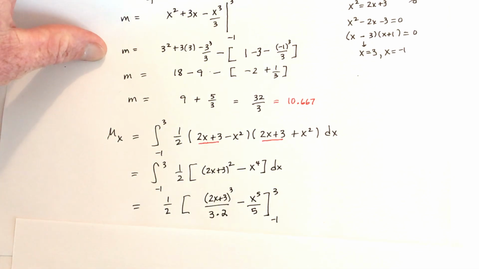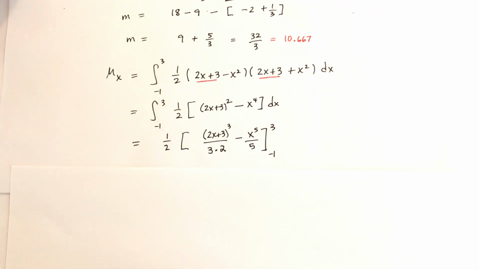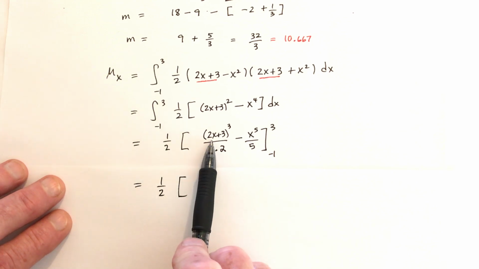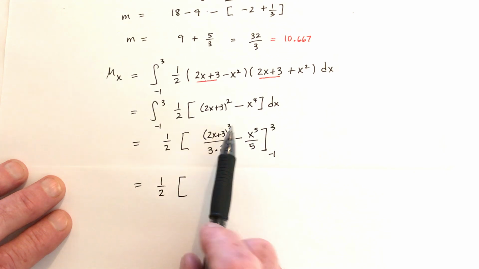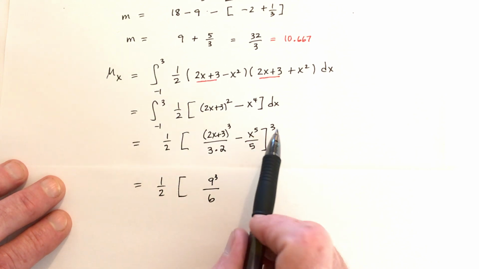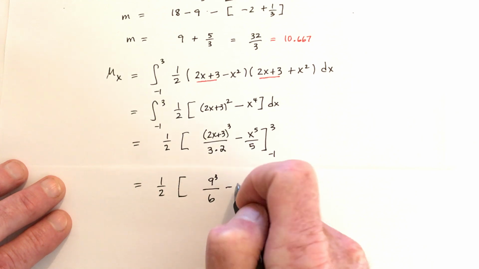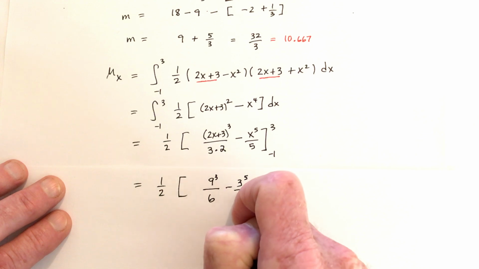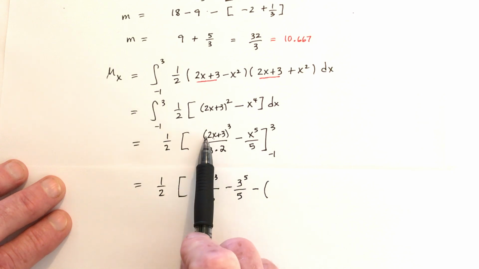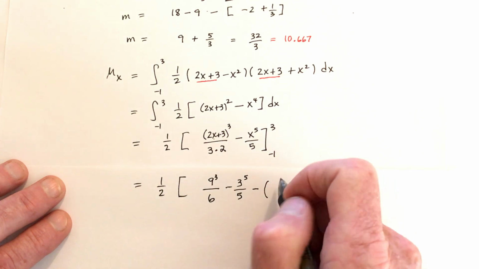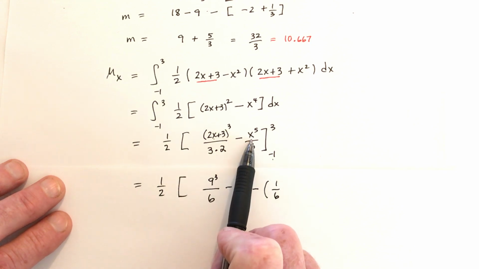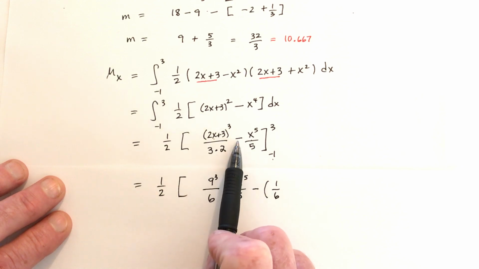And then substituting the 3. So we've got the 1/2. When you substitute a 3 in here, this is going to be 6 plus 3, so that's 9 raised to a 3, and then it's divided by 6. And then substitute a 3 over here, so that's going to be minus 3 raised to the 5th over 5, and then minus when we substitute the negative 1. So when you substitute a negative 1, this is going to be negative 2 plus 3, which is just going to be 1. So this is going to be 1 over 6. And when you substitute a negative 1 in here, that's going to be negative 1 to the 5th. So that's negative 1. But then with this, it's going to become positive 1.